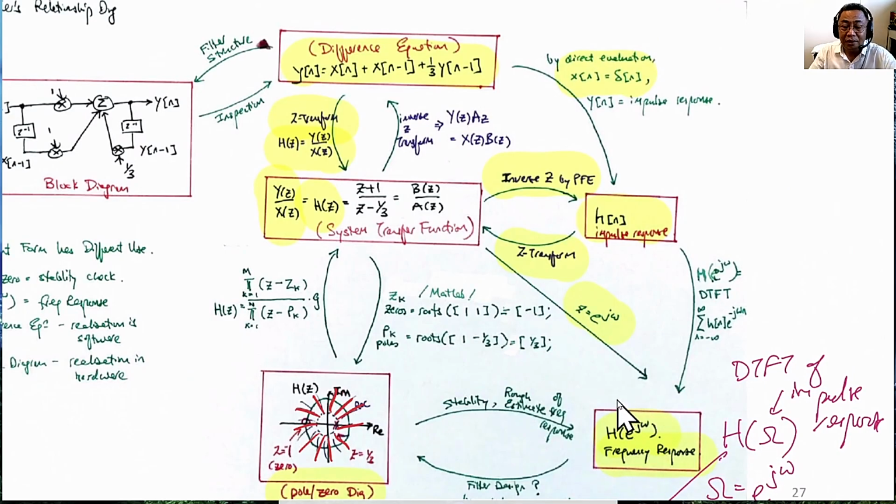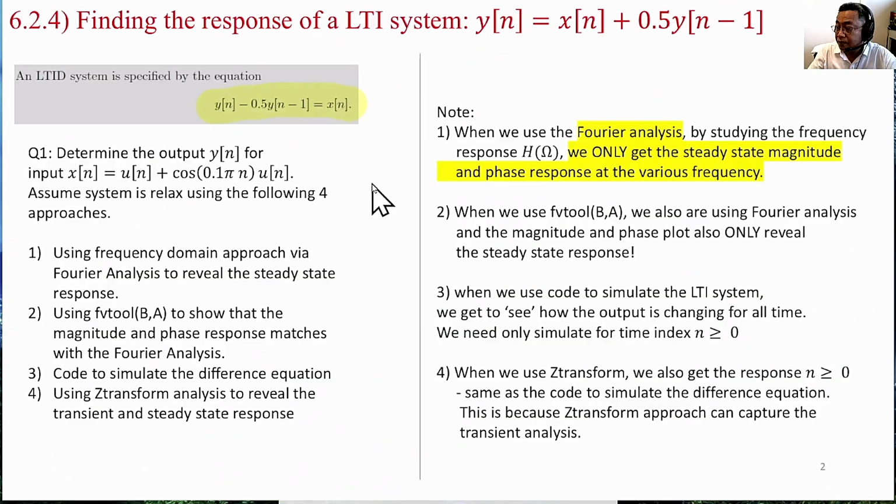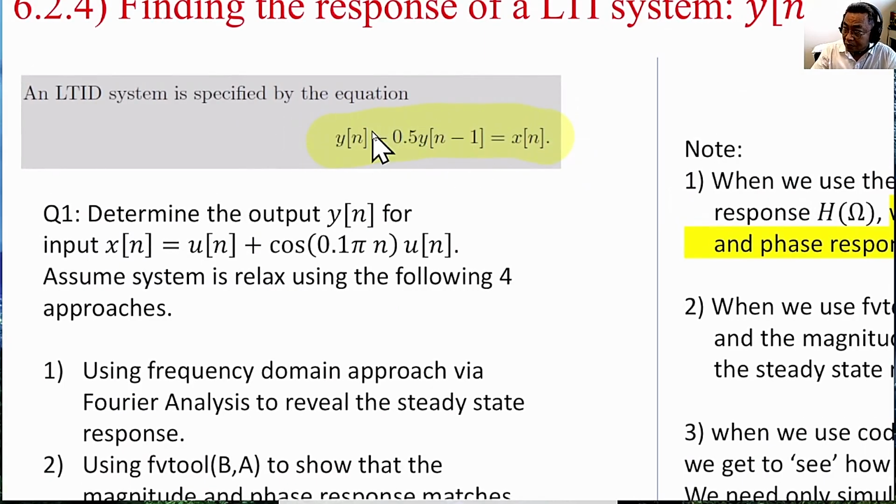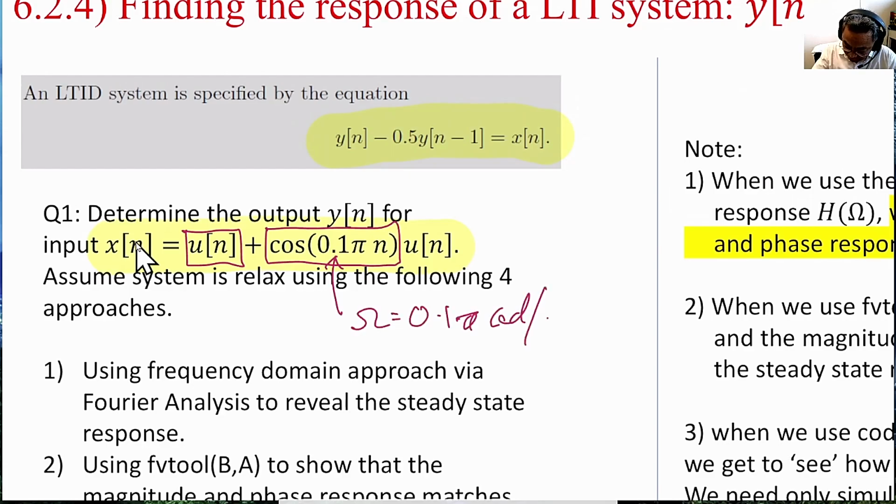So let's go back to our slides in chapter 6. So we begin with this equation, and what we are going to do in addition to finding the frequency response is this. We're basically going to give you the input to the system. So we're going to give you x[n]. And in this particular case, we're given a step function and a cosine with ω equal to 0.1π radian per sample. That is causal.